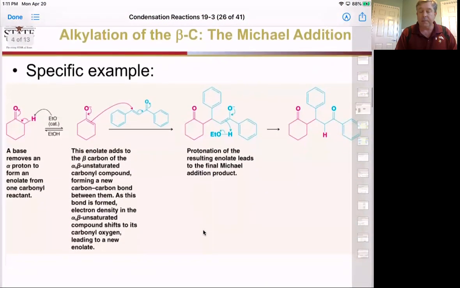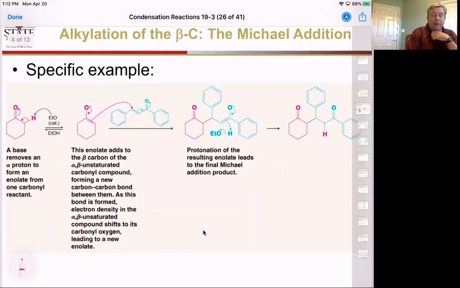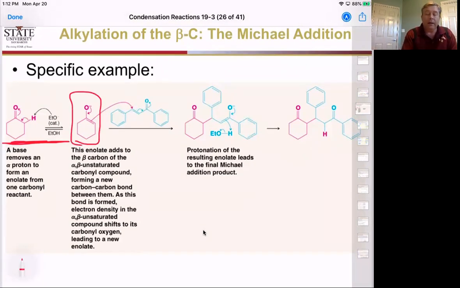If we look at a specific example here, we have a cyclic ketone here where we can deprotonate it with ethanol. Notice it can deprotonate on either side of here because both of those alpha hydrogens are equivalent. Once we do, we form our enol form right here. Our enol electrons can then attack the beta carbon of the unsaturation portion here. When it does that, it generates our enol form of our material here. And so we've actually made our new carbon-carbon bond. So our addition product is complete.